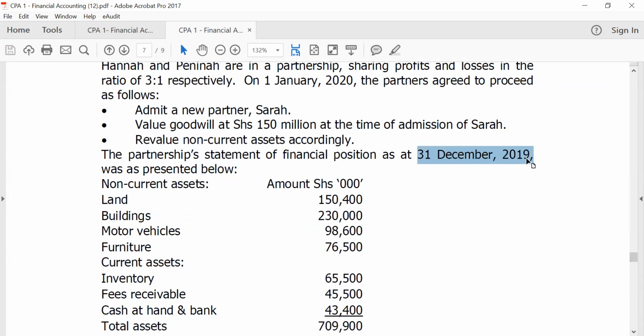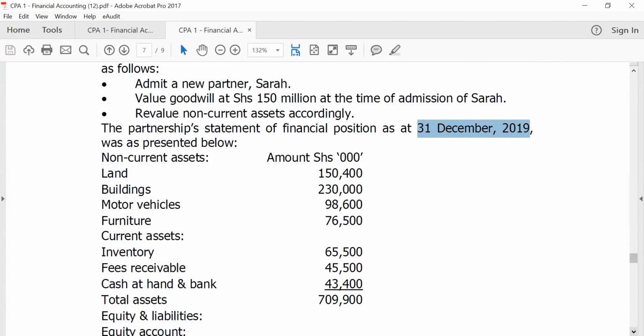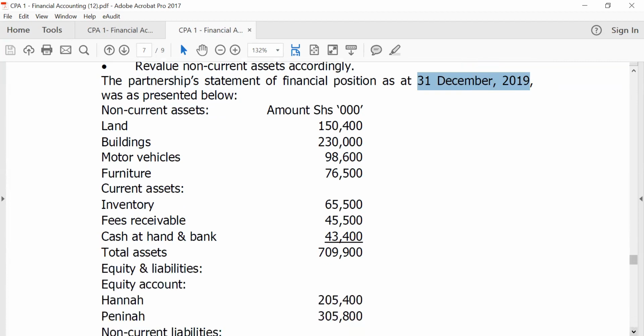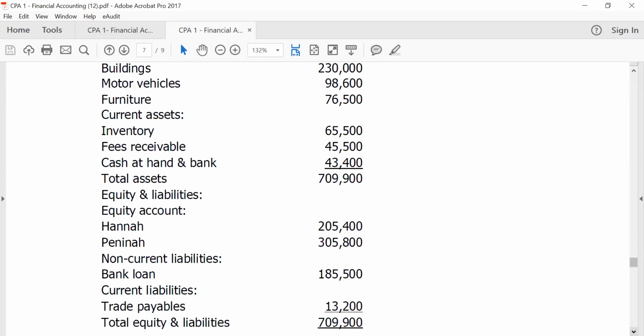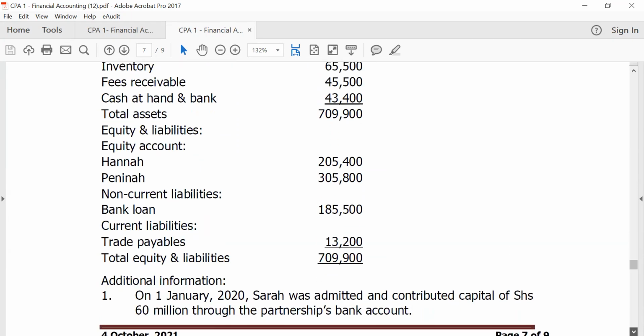So this is before we bring in the partner, because remember we agreed on 1st January 2020. So before we brought in the partner, these were our assets. This is what we had. So they're giving us a balance sheet, our statement of financial position, and it goes down.